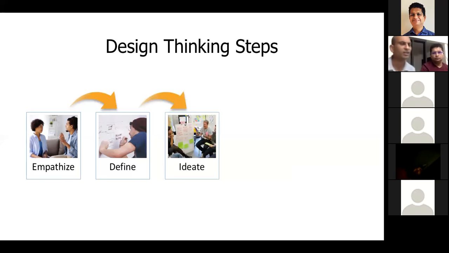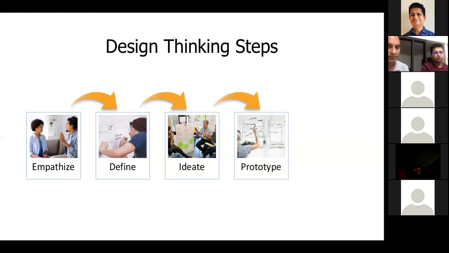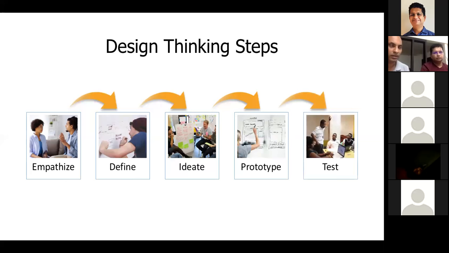And ideate is where we actually think out of the box, various options. So this is where we do ideation. Once ideation is done, we prototype to get feedback, very quick and very inexpensive feedback through prototyping. Once we get feedback, we actually launch the product, or launch whatever.